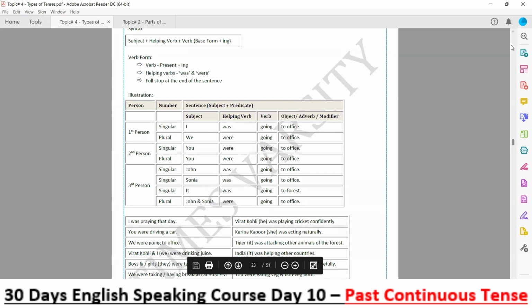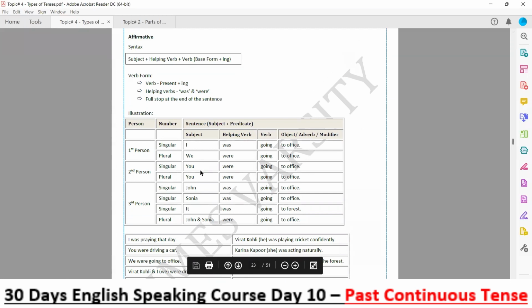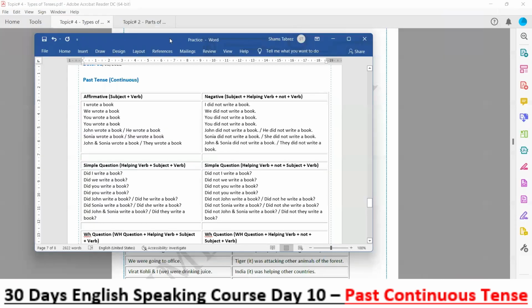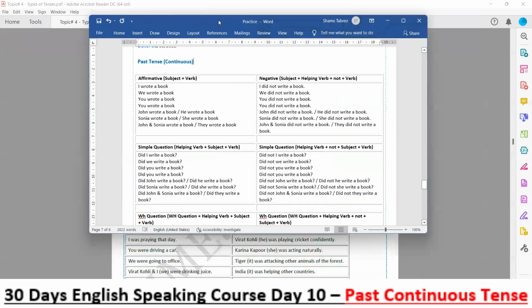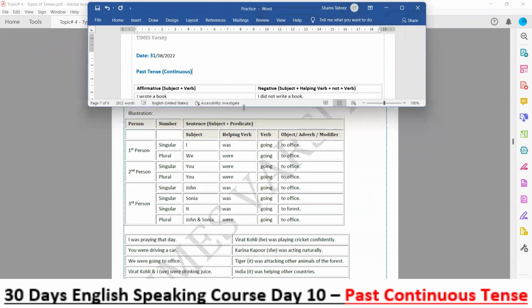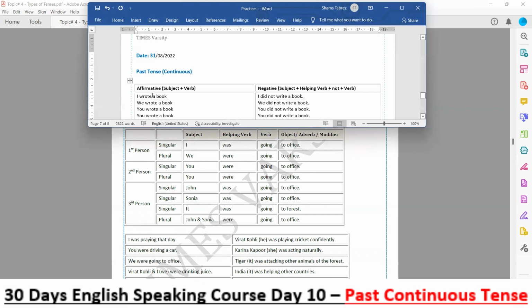First of all, look at the rules. The rule is first subject, then helping verb. When it comes to the helping verb, was is used with first person singular and third person singular, and for the rest, were, and the ing form of the verb. Considering this, let's make sentences by using the verb write. I was going to write a book. I was writing a book.